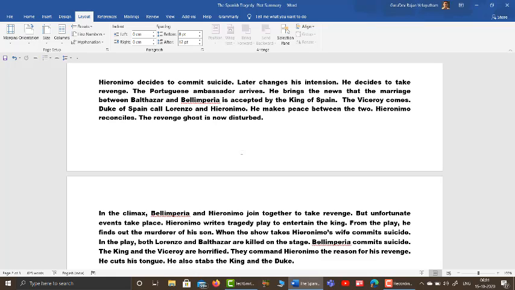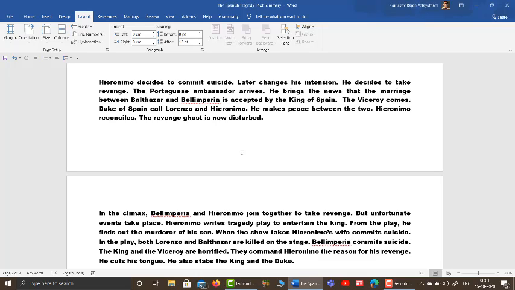Now what happens is, Hieronimo arranges a play. He arranges a drama, the same drama, the drama of the murder of Horatio, and he wants to seek revenge in the drama itself. So he exchanges the dummy sword with a real sword, so that both Lorenzo and Balthazar kill themselves. The script is written in such a way.